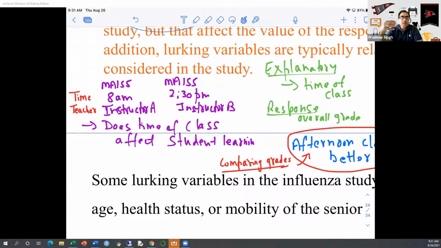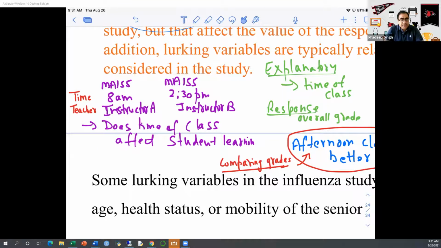And the response variable is the numerical measure which we are going to compare. So let's say that is the grades, right? So we can compare the grades from the morning class and the afternoon class. So that's going to tell us which time is better, right?